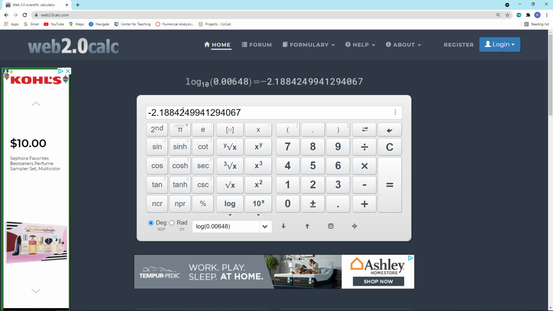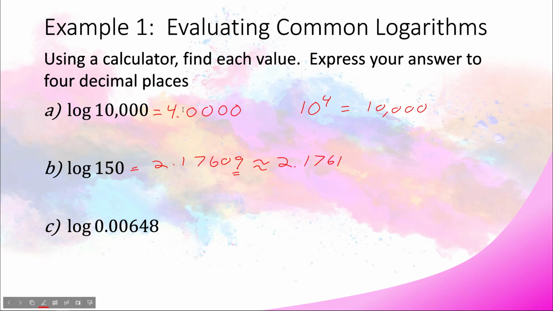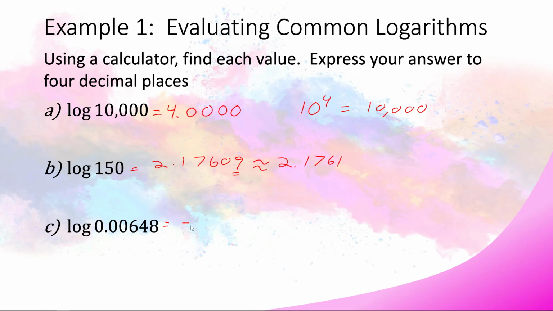So I'm going to go ahead and write that down. You don't really need to write it down. You just kind of need to note what that is and act accordingly. So here we have, and I'm sorry, that was -2. Since the argument is actually less than 1, our log is going to be a negative value, -2.18842. Let me make sure I get that right.